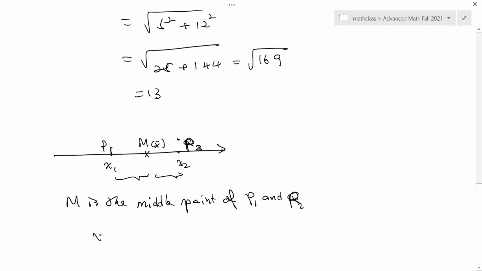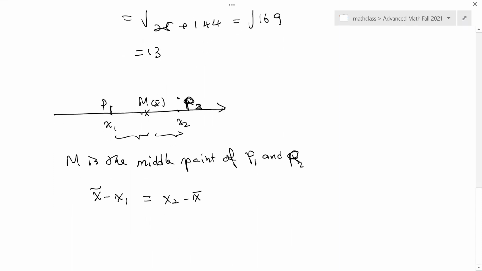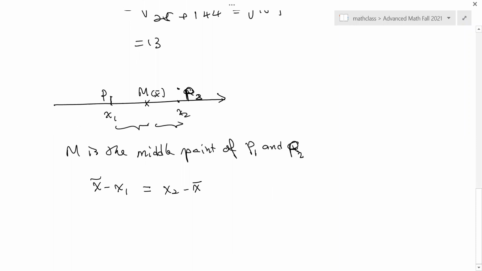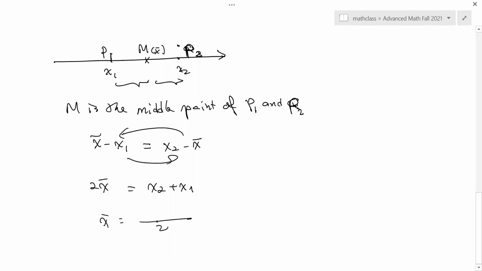So the distance between P1 and M is X minus X1. And then the distance between M and P2 will be X2 minus X. That's X bar, okay? X bar is the coordinate of the middle point. Then you move this to the left-hand side, move this to the right-hand side, you get X bar twice, and X2 plus X1. And it's just the average value of this.